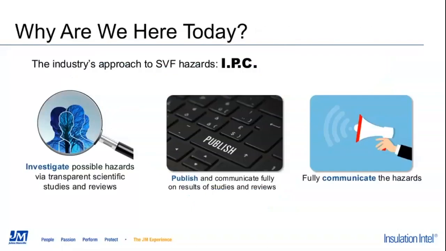Our industry has a very specific approach to synthetic vitreous fiber hazards, and it's in the acronym IPC. I stands for investigating the possible hazards, and this is done via transparent scientific studies. The P stands for publishing: we are committed to publishing the results from those studies. And C is communicating any hazards we may find, the results from the studies, good or bad. So our objective here is to communicate what the studies are finding and make sure that people are educated about any potential hazards with the products that we're making.